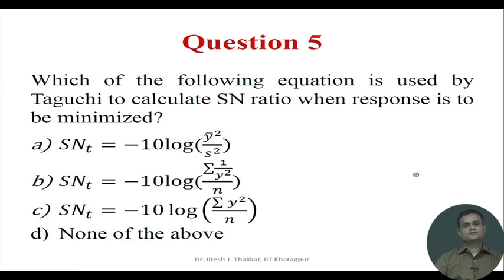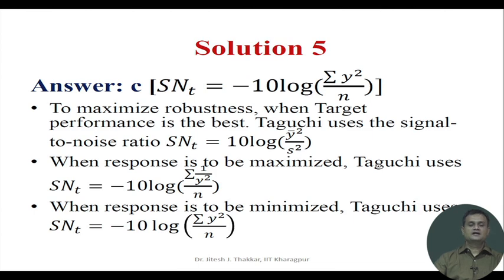Question 5. Which of the following equations is used by Taguchi to calculate SN ratio when the response is to be minimized? So you can see the various options on the screen, and the correct answer is C, SNT is equal to minus 10 log sigma y square divided by n. So for maximum robustness when the target performance is the best, Taguchi uses the signal to noise ratio minus 10 log sigma y square divided by n.